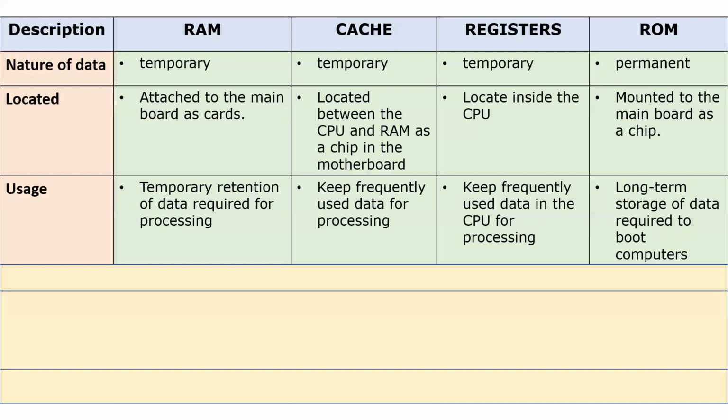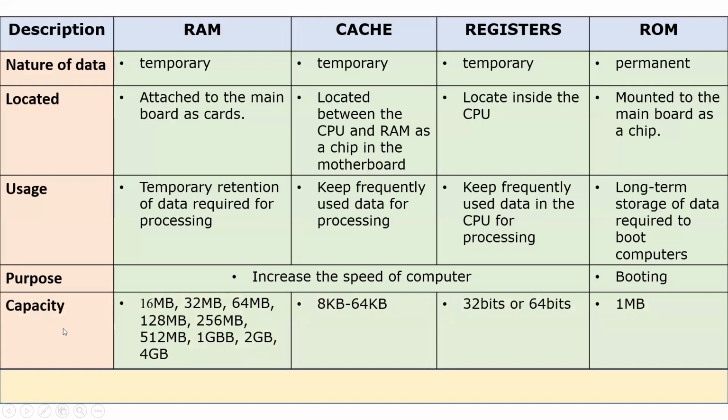Right, that is the usage. Next, the purpose. The purpose of RAM, cache and registers is to speed up the computer, increasing the speed of the computer. But if you consider the purpose of ROM memory, it is to store the data required for the booting process.